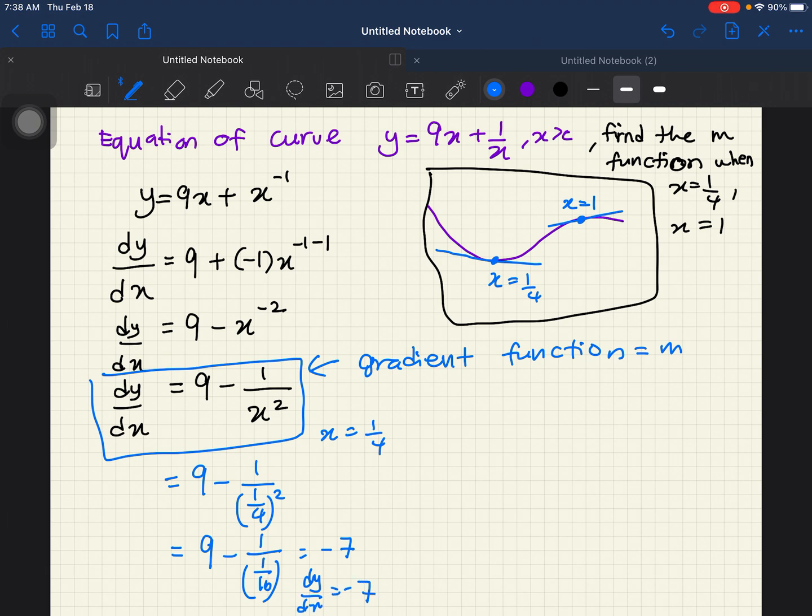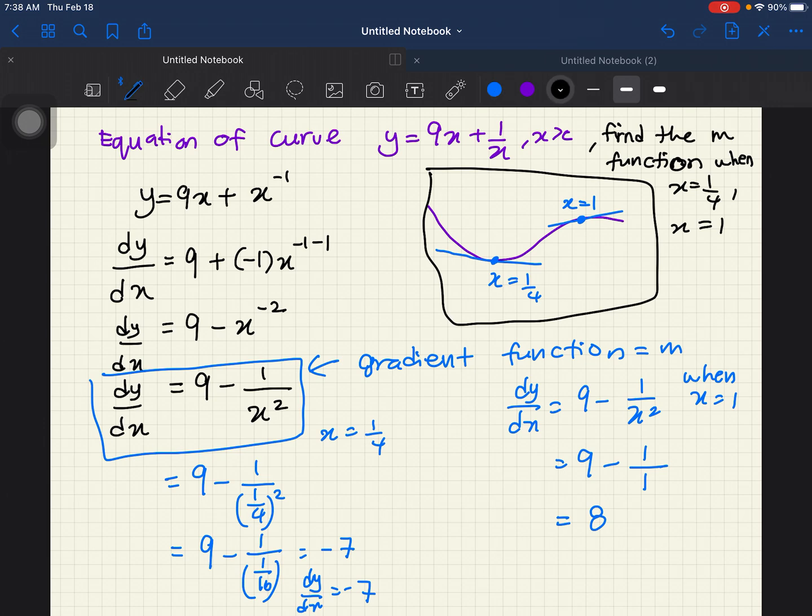Okey, tapi kalau x kita sama dengan 1, okey, dy over dx sama dengan 9 tolak 1 per x kuasa 2 when x equals to 1. So kita masukkan, so dia jadi 9 tolak 1 adalah 8. So this is our gradient function 8.